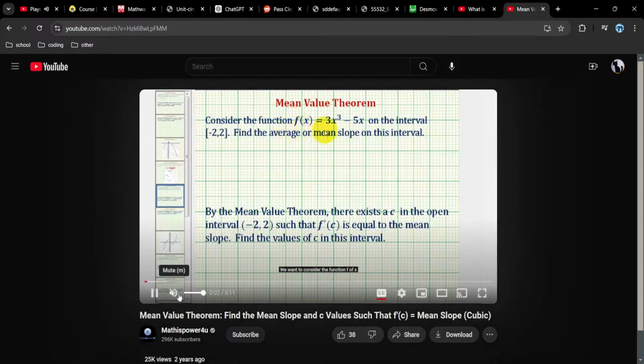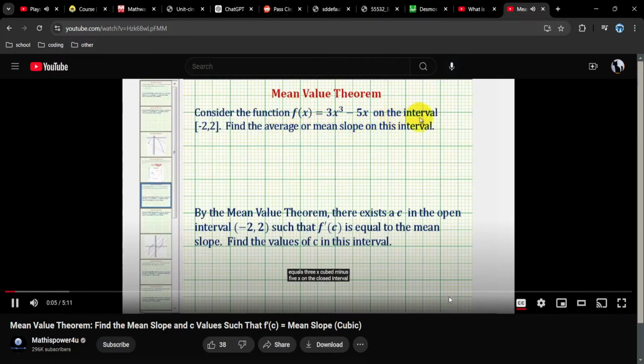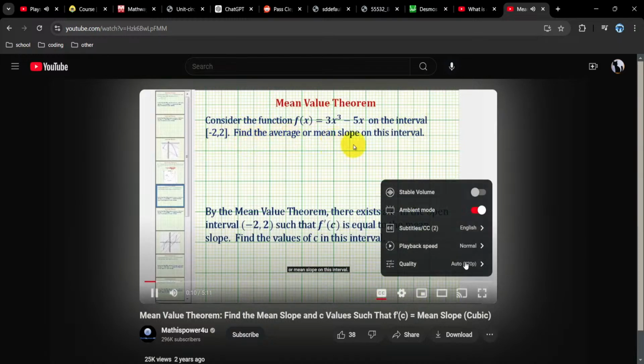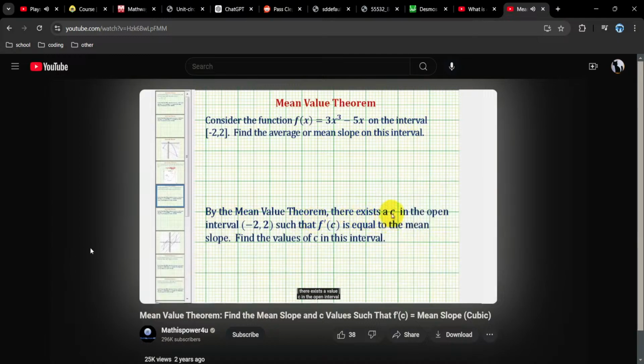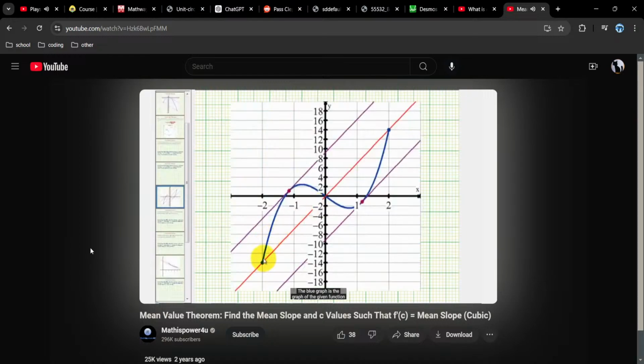Let me look at this. f of x equals 3x cubed minus 5x on the closed interval from -2 to 2. We first want to find the average or mean slope on this interval. Then, by the mean value theorem, there exists a value c in the open interval from -2 to 2 such that f prime of c is equal to the mean or average slope. Remember, f prime of c would be the slope of the tangent line at x equals c. So once we find this mean or average slope on this closed interval, we'll find the locations where the slope of the tangent lines would be the same as its average slope. Before we do this, let's look at it graphically. The blue graph is the graph of the given function on the closed interval from -2 to 2.